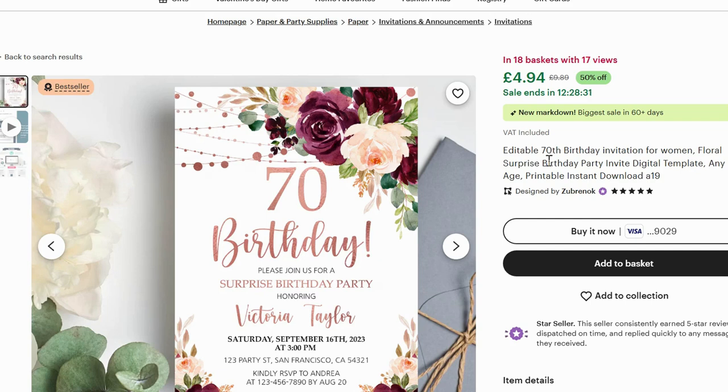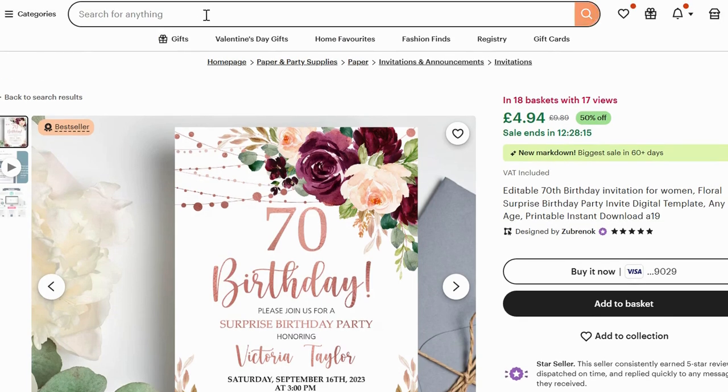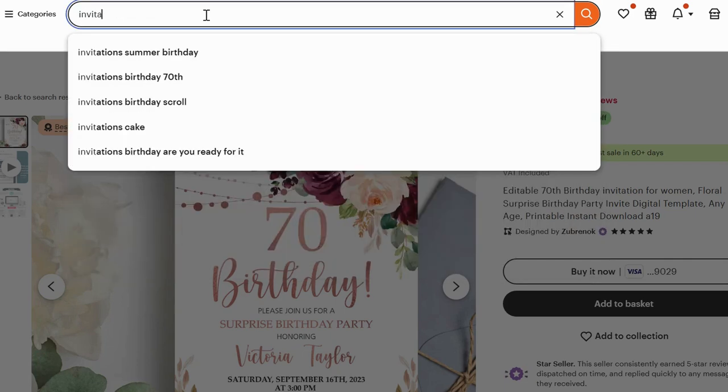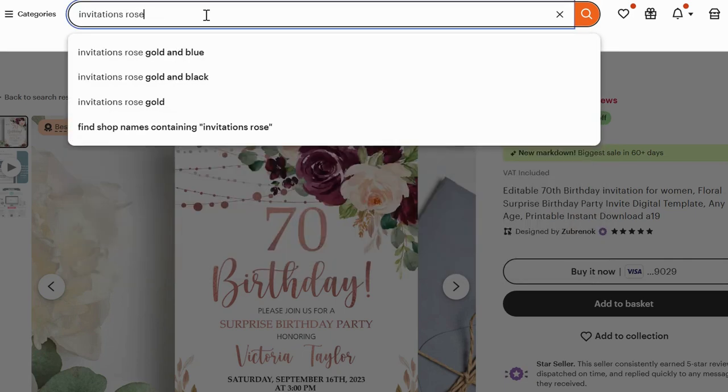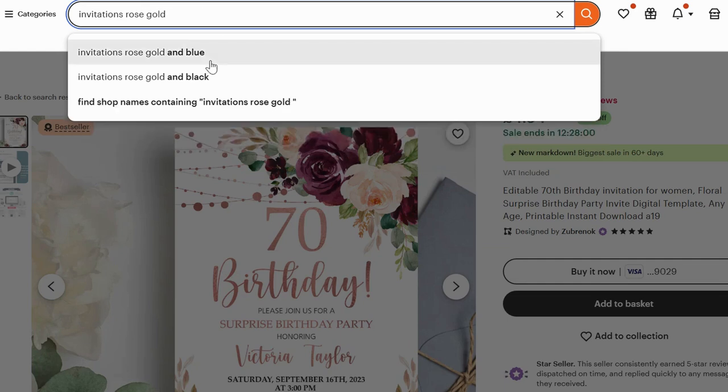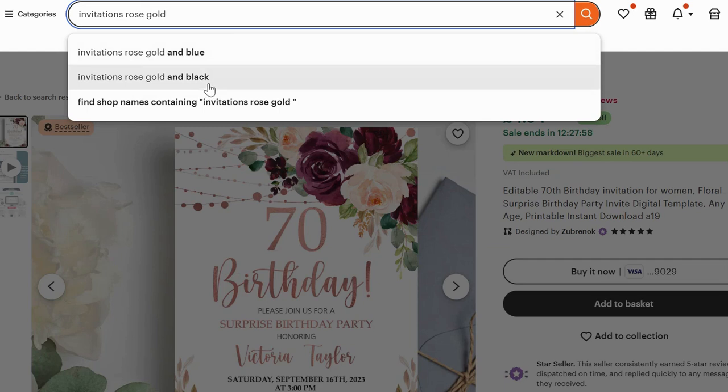But one thing that I would do to improve this particular title is absolutely to have some of this color palette in here. I would have rose gold in that title because I know for a fact people do look for invitations of a certain color. And just to prove that, I'm just going to type in invitations and I'm going to type in rose. And as you can see, Etsy has already auto-completed what I was about to write. I was going to type in rose gold and it said rose gold and blue, rose gold and black.